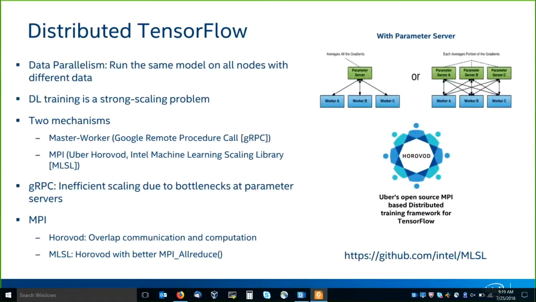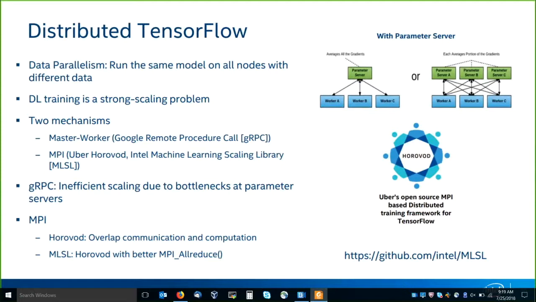In addition to the single node optimizations, TensorFlow, as I was mentioning, also has support for distributed parallelism. There are two main mechanisms of doing distributed computing with TensorFlow.